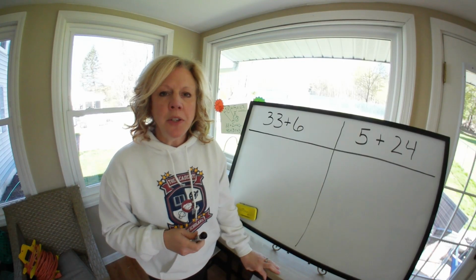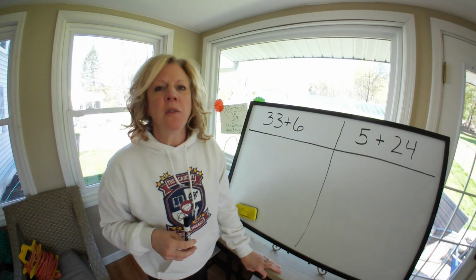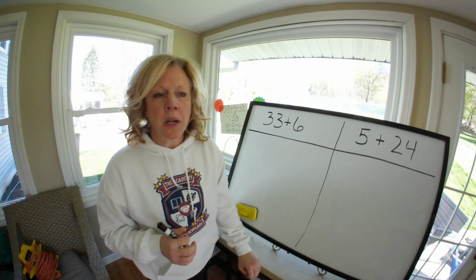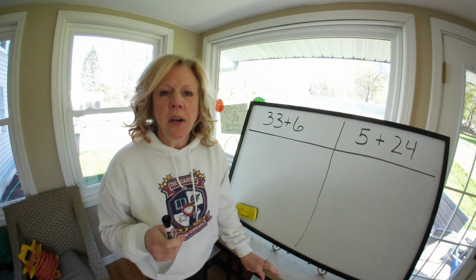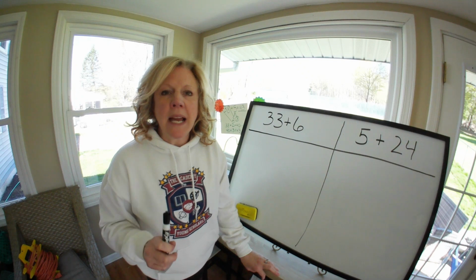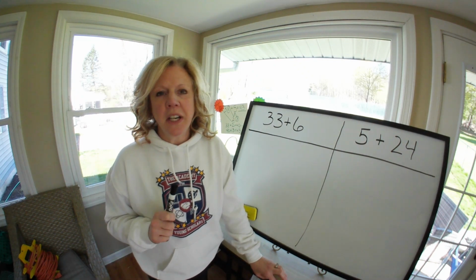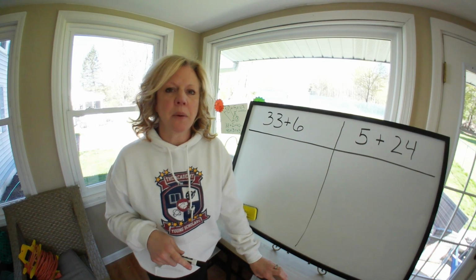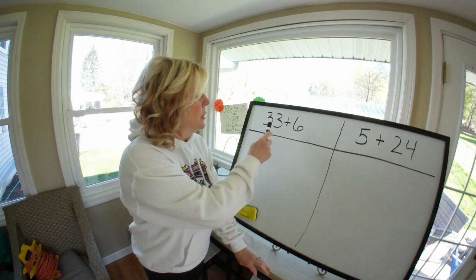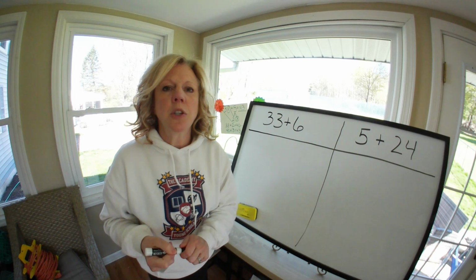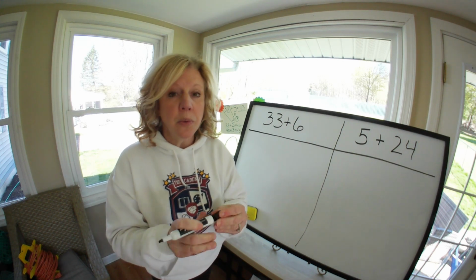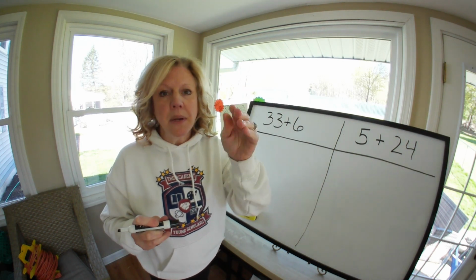All right, so what I want to do now is just go over that good old-fashioned way of doing a problem. And I want you to remember the important part is to line things up properly. Now, I chose these two because they're a little trickier, and I want to make sure that you're lining things up right. So the first one we're going to do is 33 plus 6. So remember, I've got to rewrite my problem so that it's going up and down.